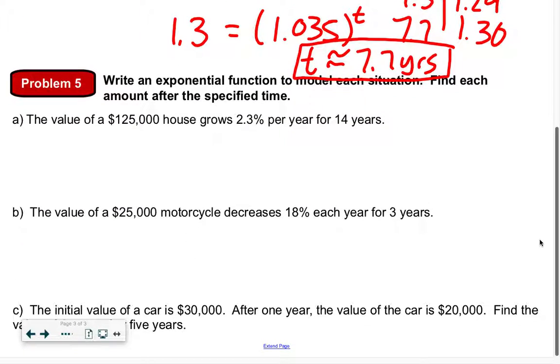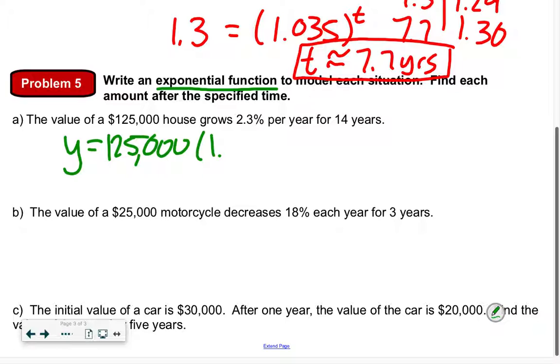Okay. It says the value of a house grows 2.3% per year for 14 years. Is that a growth or decay function? A growth. We need to write an exponential function. So let's put our y equals. What am I going to put for my initial amount? 125,000. Am I going to have 1 minus or 1 plus? 1 plus.